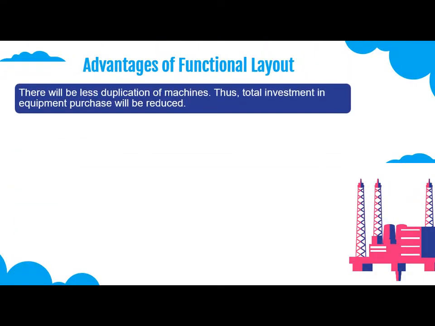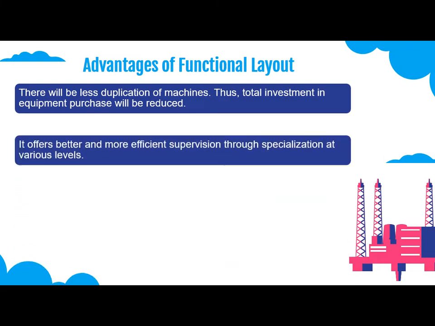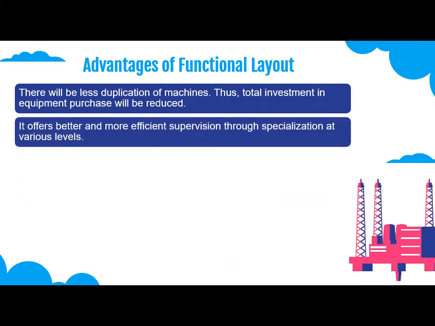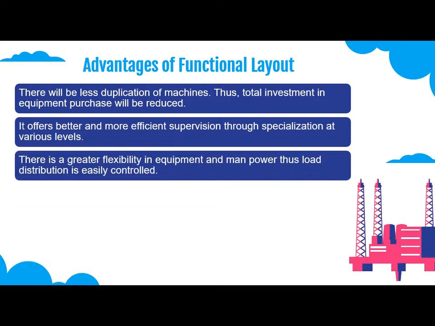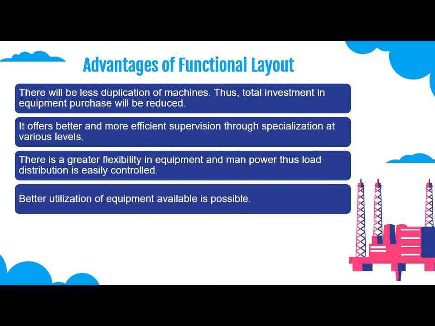Advantages of process, that is, functional layout. There will be less duplication of machineries, thus total investment in equipment purchase will be reduced. It offers better and more efficient supervision through specialization at various events and levels. There is greater flexibility in equipment and manpower, thus load distribution is easily controlled. Better utilization of equipment available is possible.